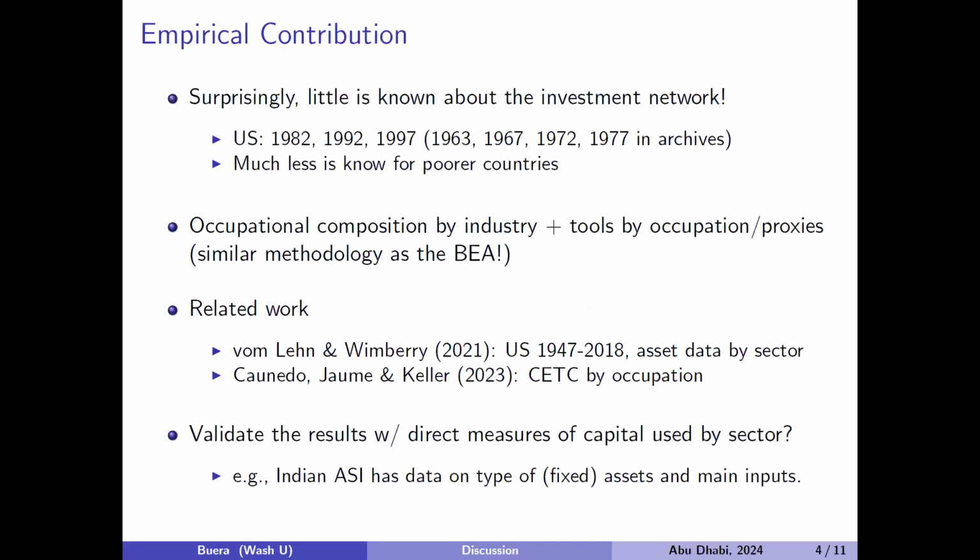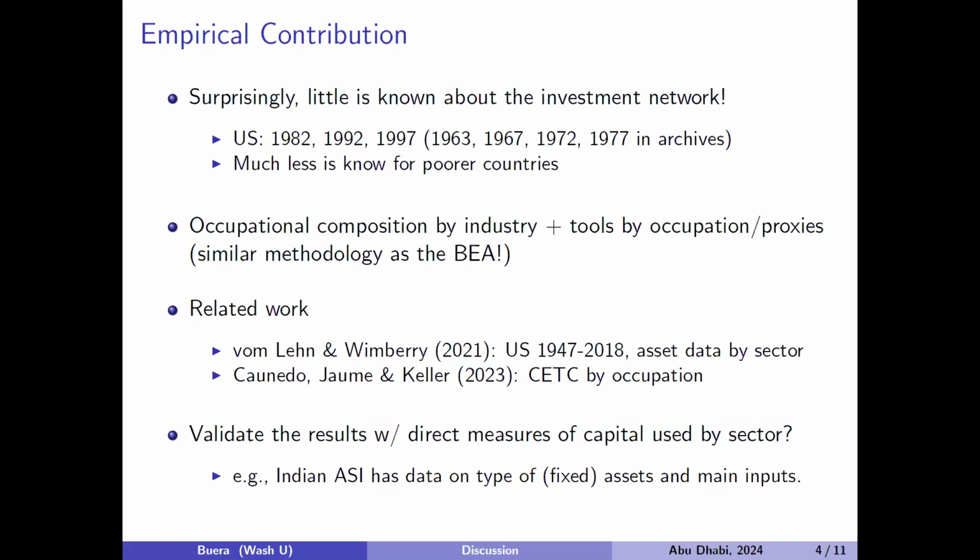Okay, so the empirical contributions. Surprisingly, there's very little known about this for the investment network. For the US, you have available data for 3 years. I guess there is data for another 4 years. You look at archive paper publications, and obviously much less is known about other countries, especially poor countries.